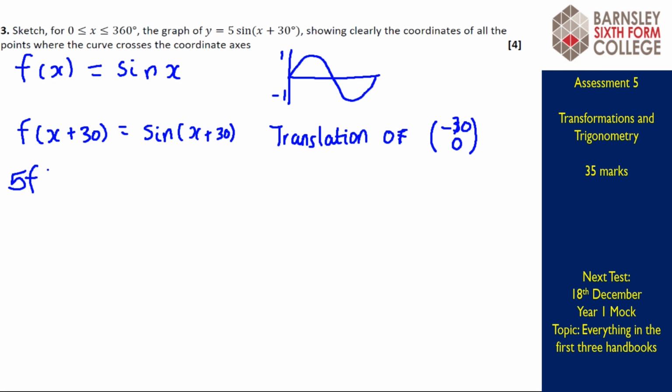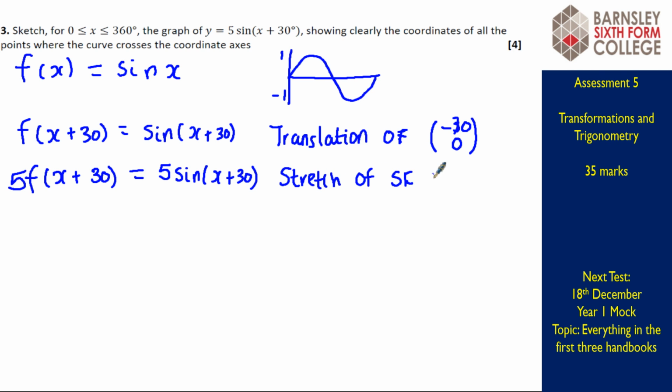Then what we do is we times it by 5. So we find sine of x plus 30, and then we times it by 5. So this is a stretch, because we're timesing, of scale factor 5 parallel to the y-axis.